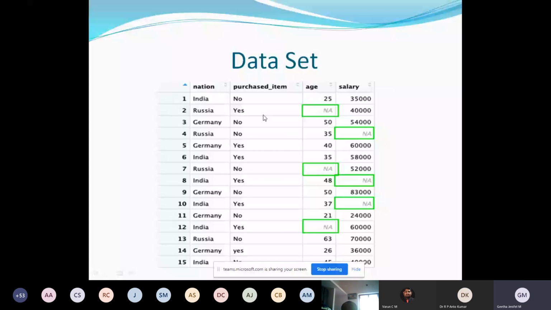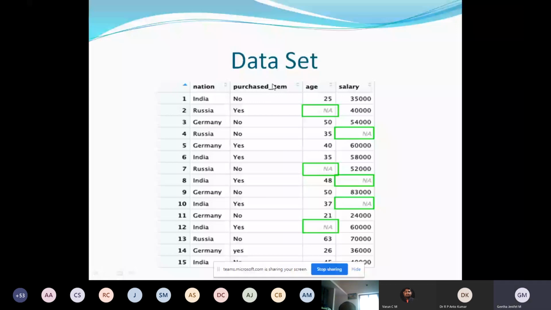Here in this data set, the purchased item is the target value, or response, or output. So this data set is an example for classification because the response is a category, whether it is yes or no.